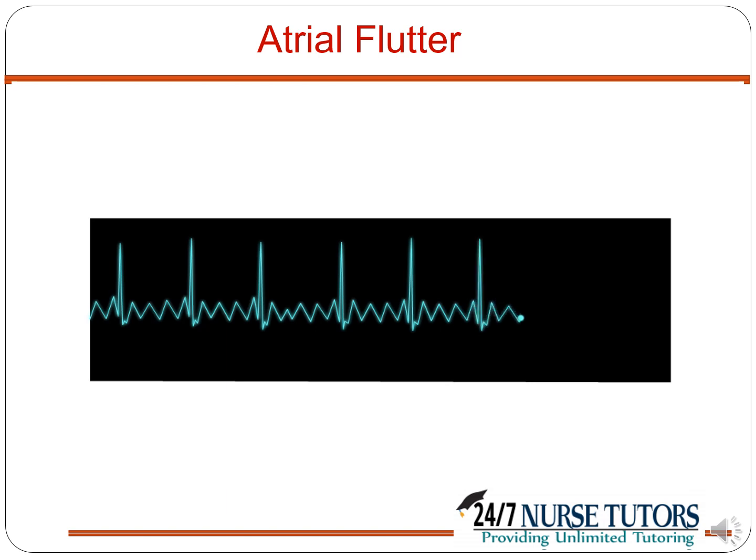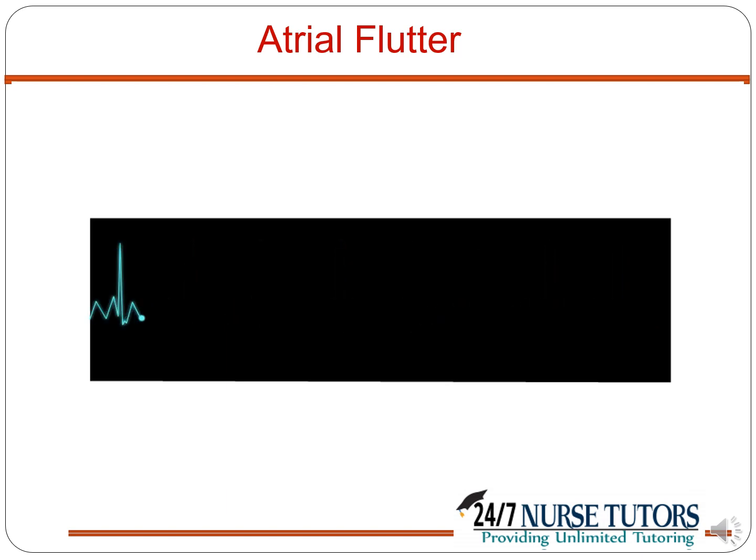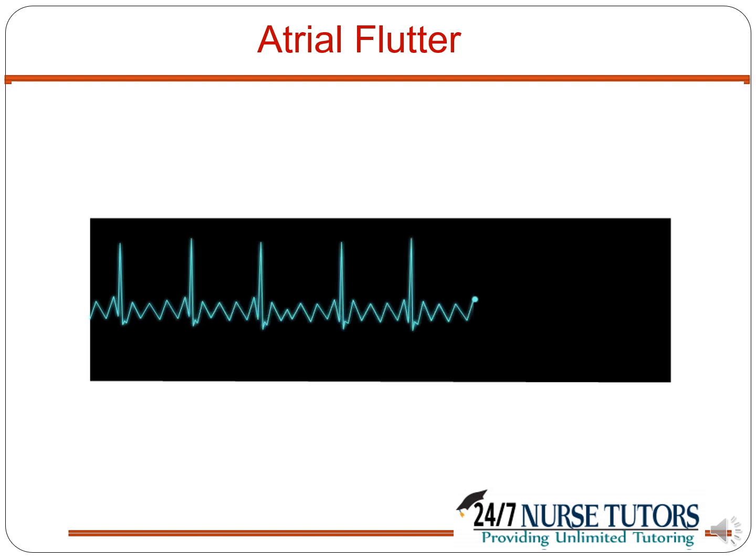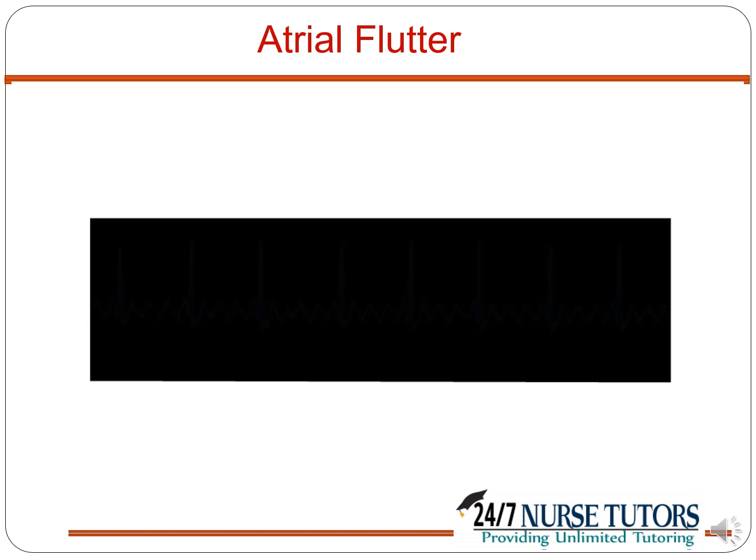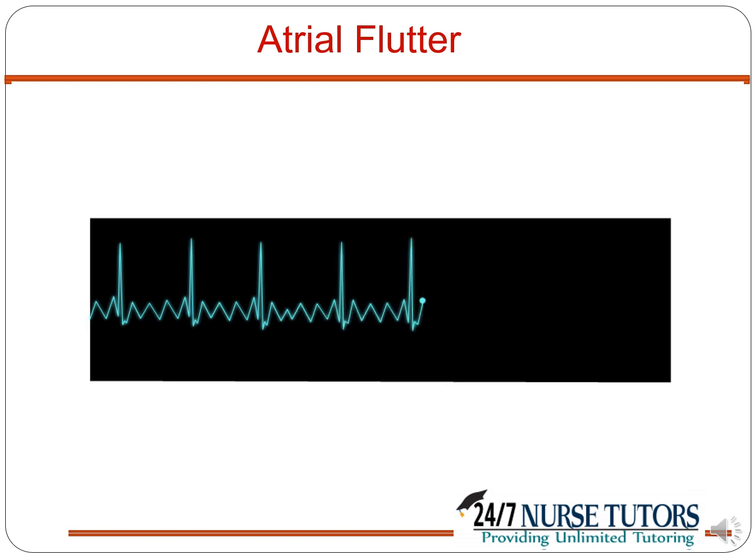The pulse may be regular or slightly irregular. Hypotension is possible, but normal blood pressure is more commonly observed. Treatment goals for symptomatic atrial flutter are similar to those for atrial fibrillation. These include controlling the ventricular rate and restoration of sinus rhythm. Calcium channel blockers and beta blockers can be used.